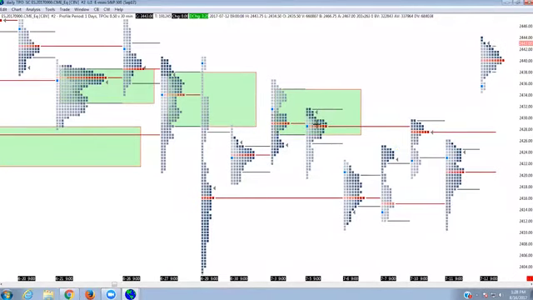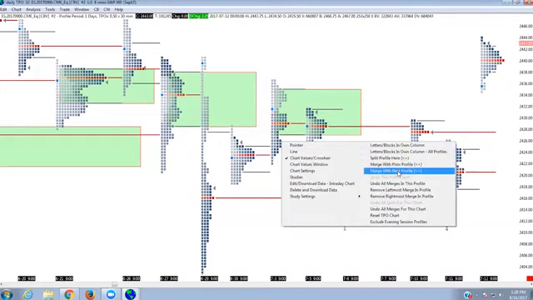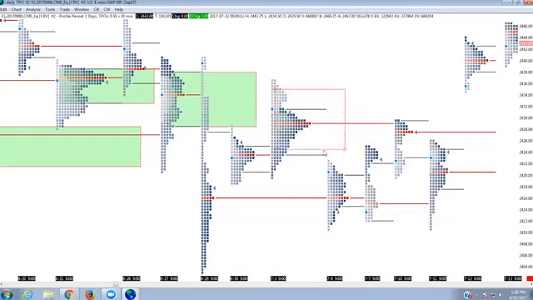Balance for me, I'm going to merge them. Excess of the low, what's the story? We reverted back into this area here. Merge with next profile, adjust our value area.